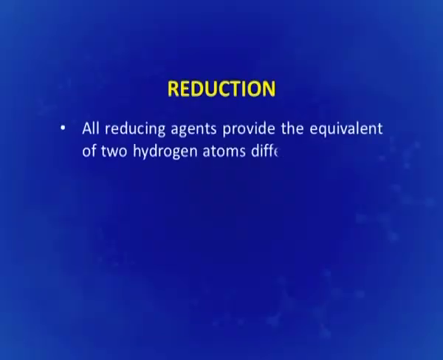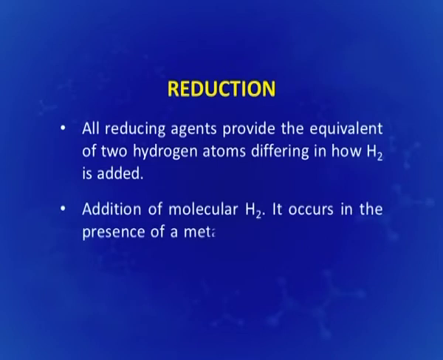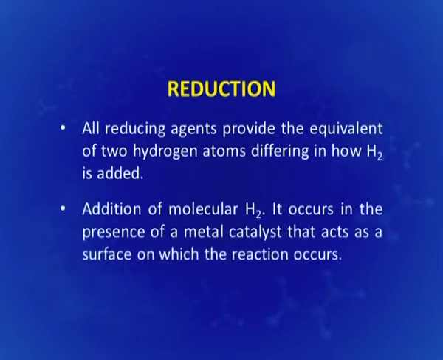The next method is reduction. So, here I would like to explain the reducing process. There are 3 ways to add hydrogen. All reducing agents provide the equivalent of 2 hydrogen atoms, differing in how the hydrogen is added. This is the first way of adding hydrogen, that is the addition of molecular hydrogen. It occurs in the presence of a metal catalyst that acts as a surface on which the reaction occurs. Examples are hydrogen in the presence of a nickel catalyst or hydrogen in the presence of a palladium catalyst.